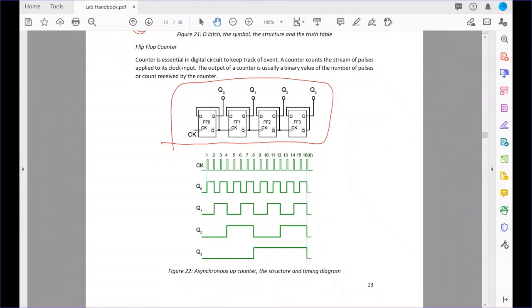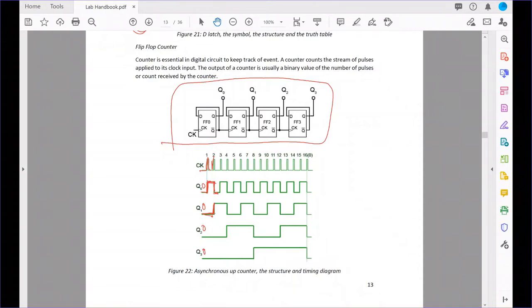So if you look at it, initially everything is 0. If you supply the first clock pulse, your Q0 will go up to 1. Then on the second clock pulse, your Q0 will drop to 0, then your Q1 will go up to 1.